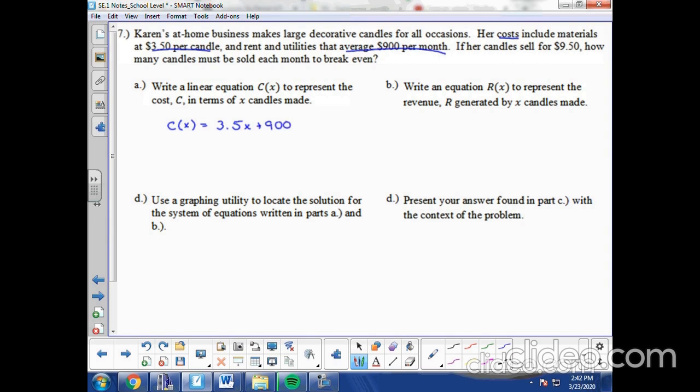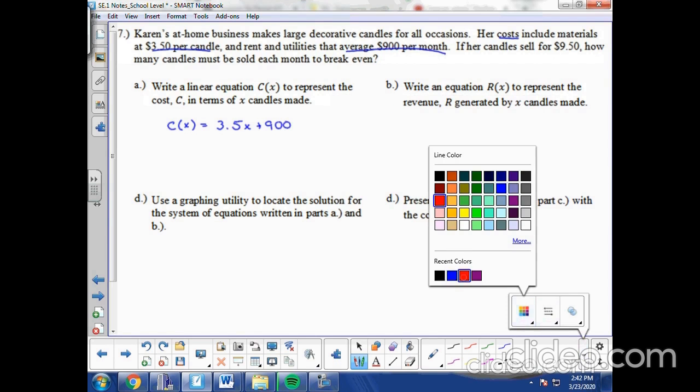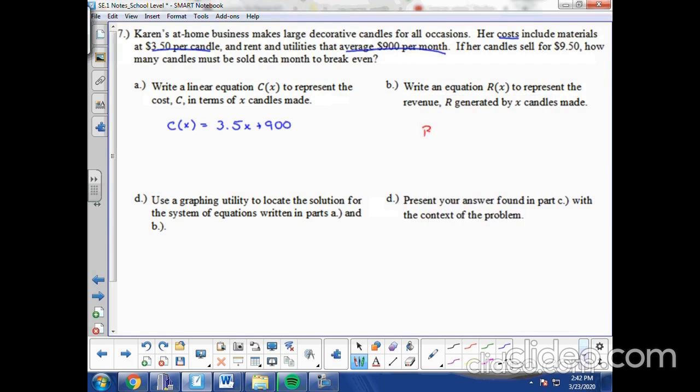So let's write an equation R of x to represent the revenue R generated by x candles made. Revenue is the money that's brought in. Remember, revenue is found by taking the number of candles, which is x, multiplied by what they sell for, which is 9.5. So 9.5x. There's no other way that she makes money, so this would be the only part that we would be looking for.